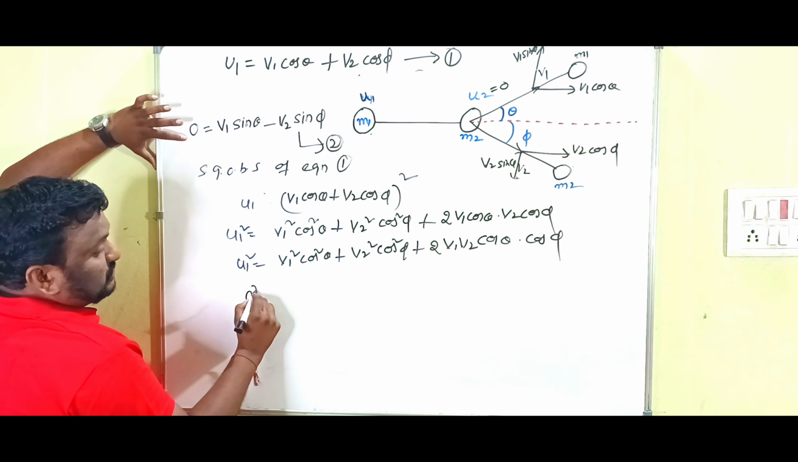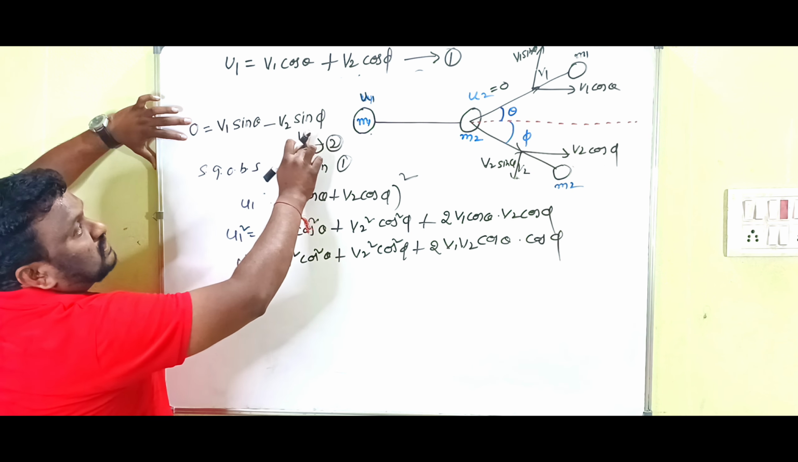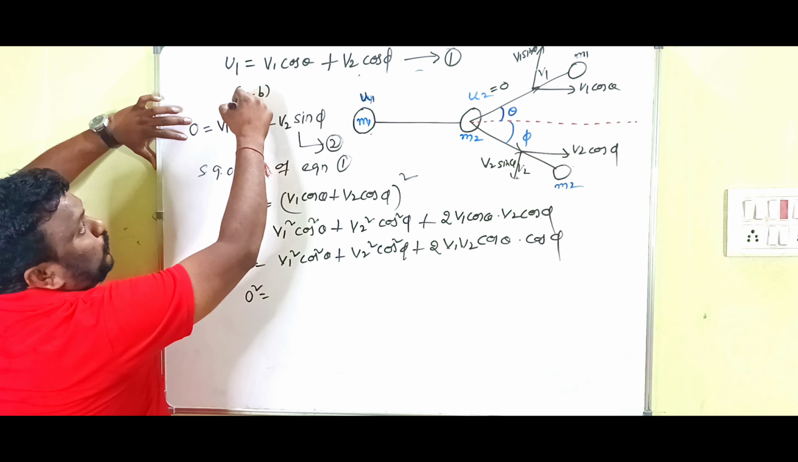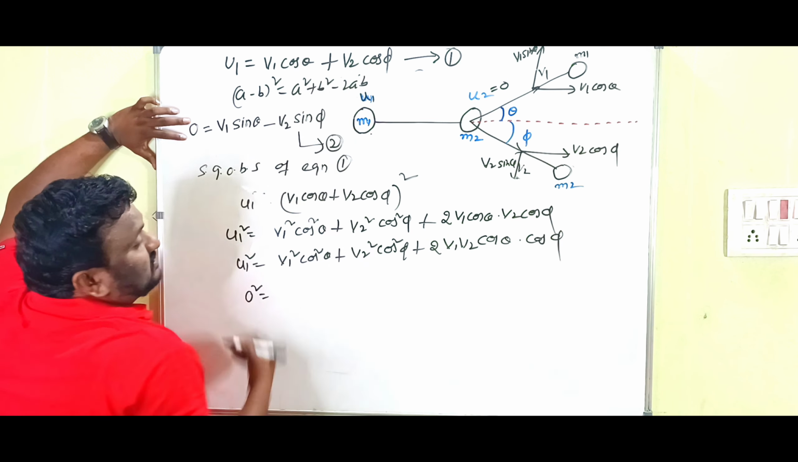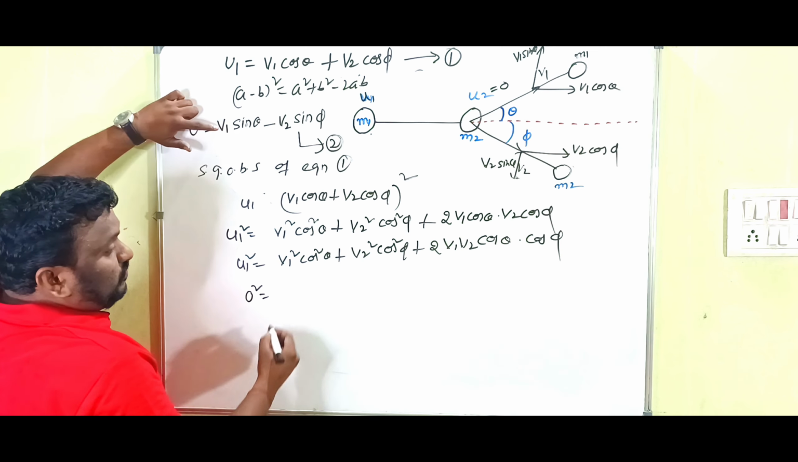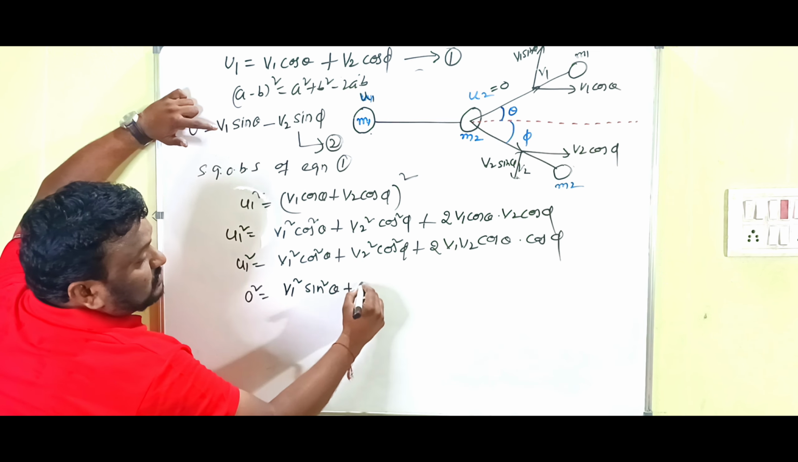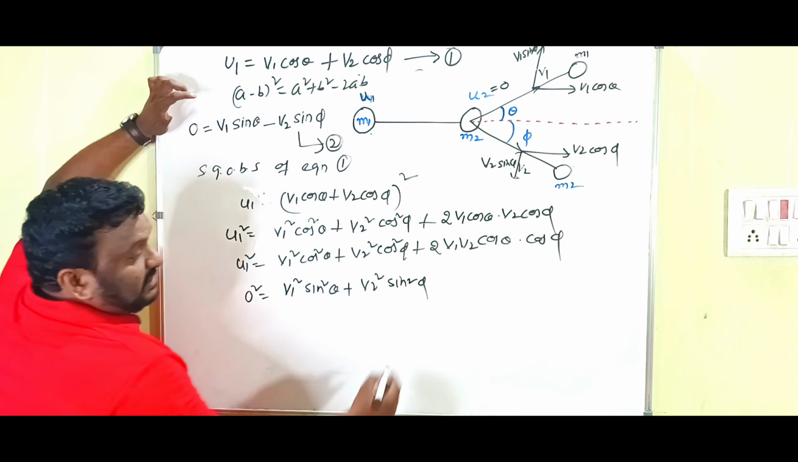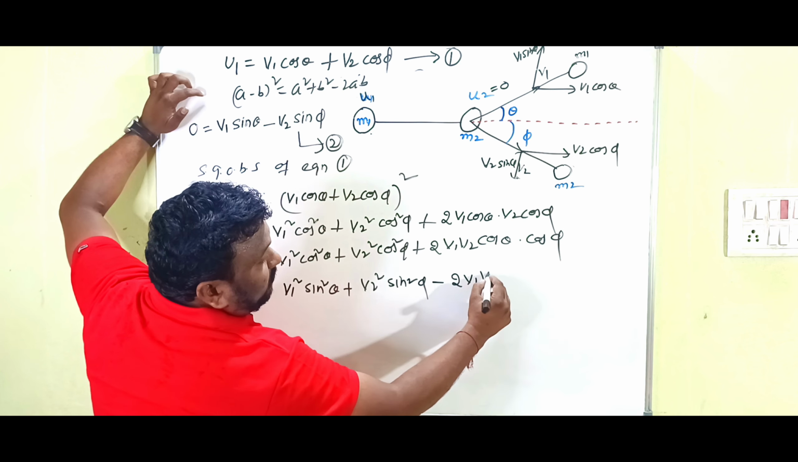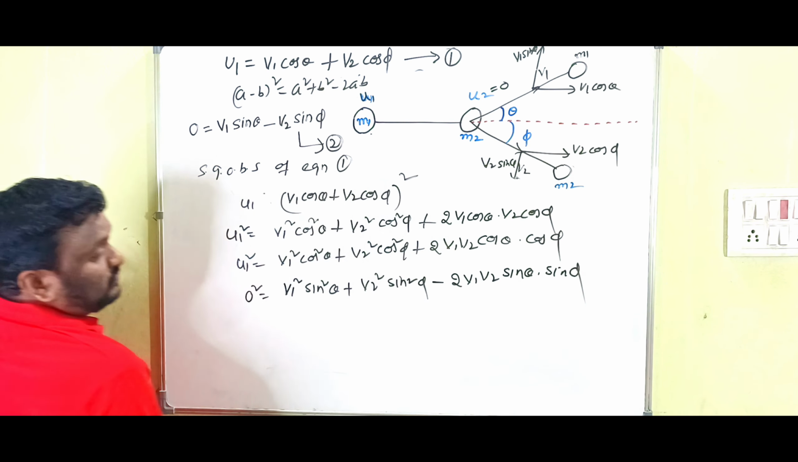Again we can go for equation number 2, squaring both sides. Here what do you get? 0 square is equal to v1 sin theta minus v2 sin pi whole square, like a minus b whole square. Then you get a square plus b square minus 2ab. Same thing here: v1 square sin square theta plus v2 square sin square pi minus 2 v1 v2 sin theta sin pi, children.